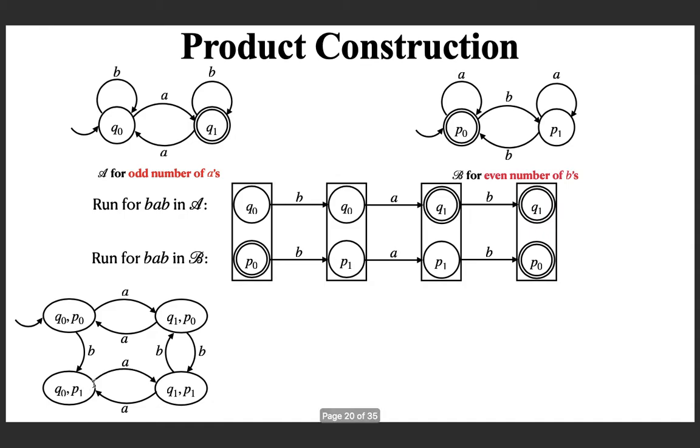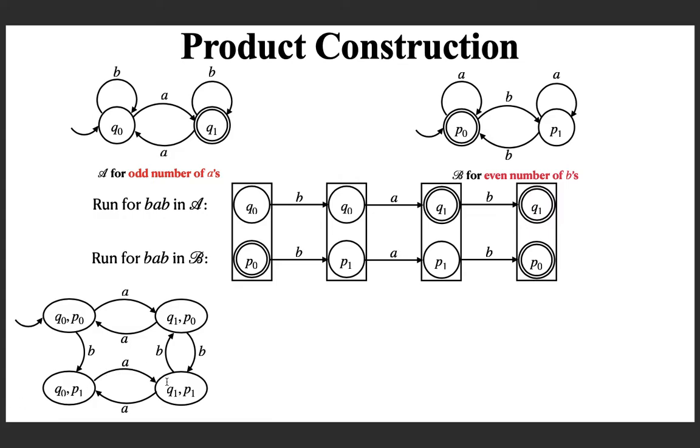A transition is taking you to this state. Is that correct? Q0 to Q1 on A. Correct. And P1 to P1 on A. Is that correct? Yeah, it's correct.